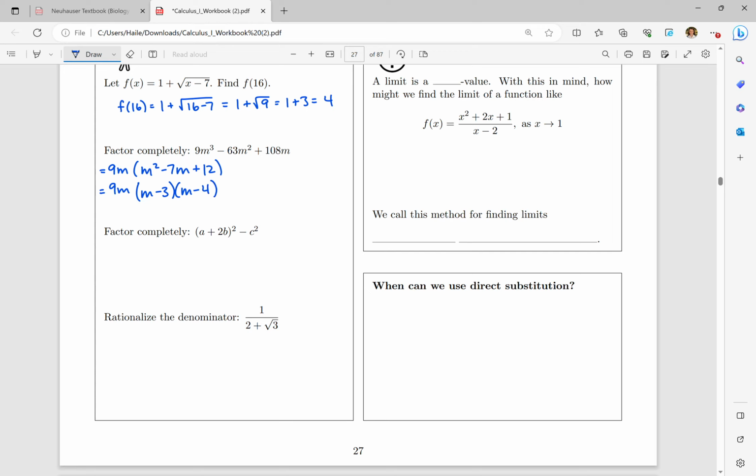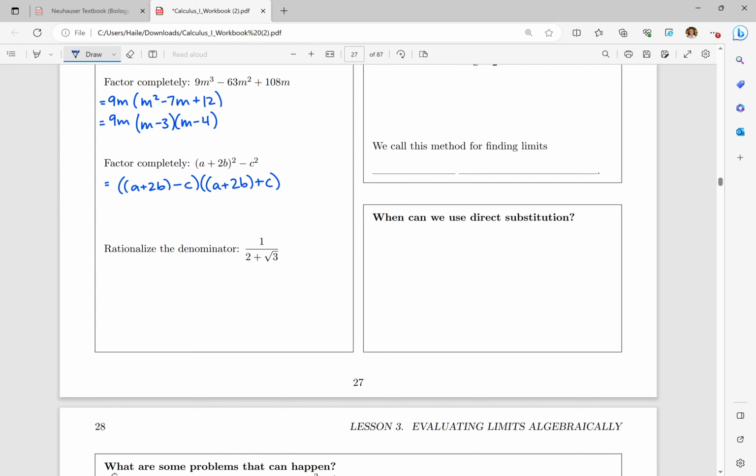All right, next one says factor completely: a plus 2b quantity squared minus c squared. So you might notice this is a difference of squares, so we can factor it as follows. Our first factor will have a plus 2b minus c. Our second factor will have a plus 2b plus c.